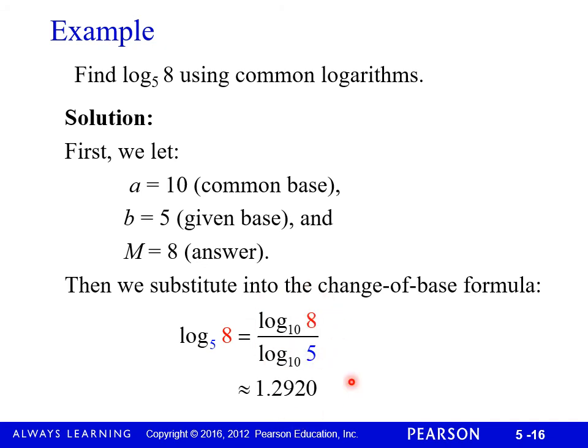I encourage you to try this same thing with the ln button, and you're going to get the exact same answer. ln 8 divided by ln 5. You're going to get the same answer. And really, there shouldn't be a 10 here. These should just be log, because you don't need to write the 10 there. When there's no number, it is the common log.